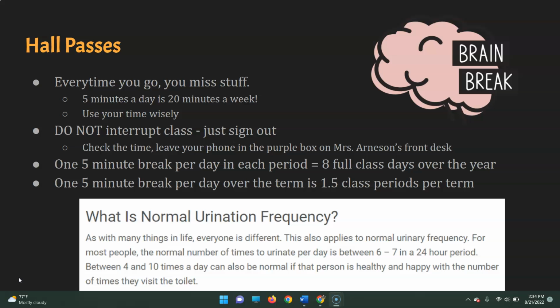If you are going to the bathroom every single class period, then that's probably a medical issue because on average, if you're a human being and you drink a healthy amount of water, you should pee between 6 and 7 times in a 24-hour period. And school's only 8 hours, so that would be really, really excessive.